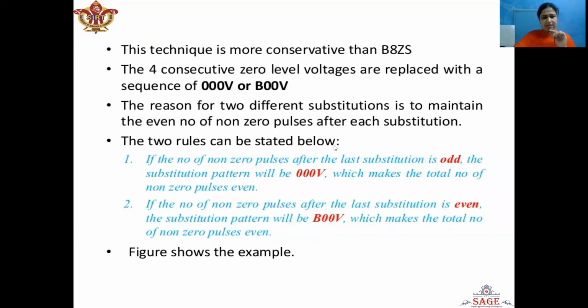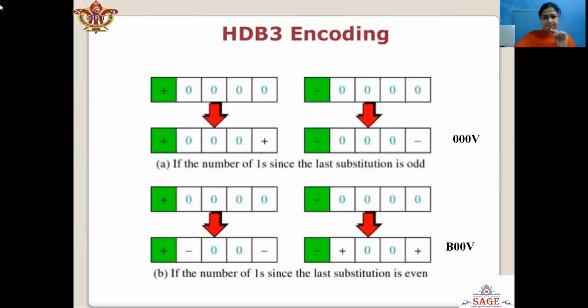The two rules can be stated below. If the number of non-zero pulses after the last substitution is odd, the substitution pattern will be three zeros and V, which makes the total number of non-zero pulses even. If the number of non-zero pulses after the last substitution is even, the substitution pattern will be B00V, which makes the total number of non-zero pulses even. Now we will show this by example.